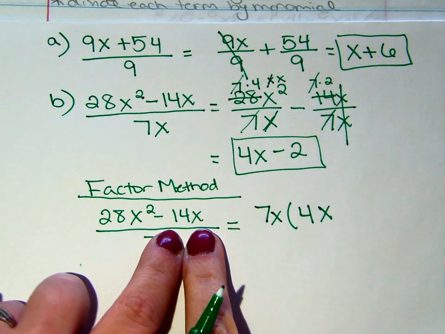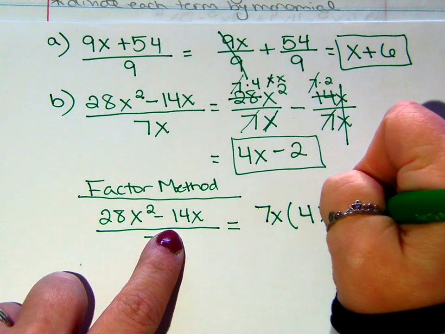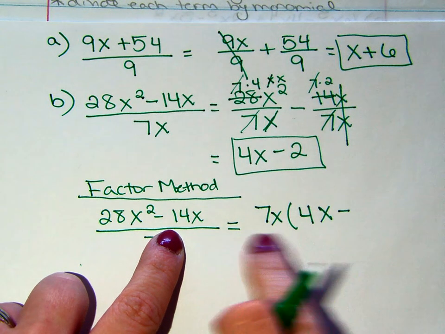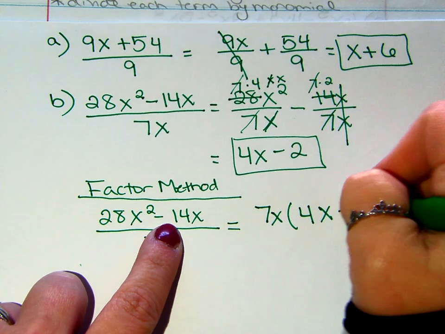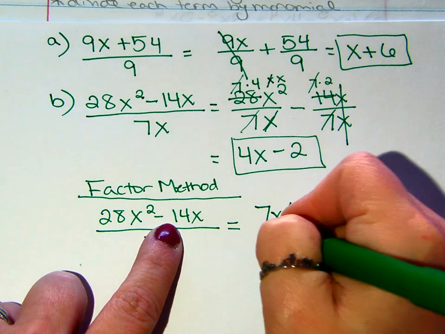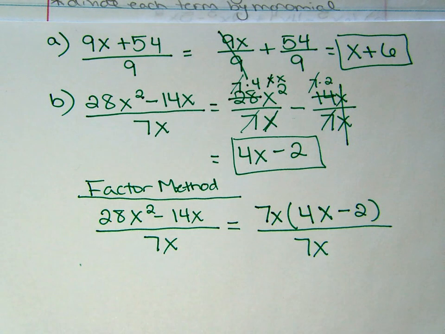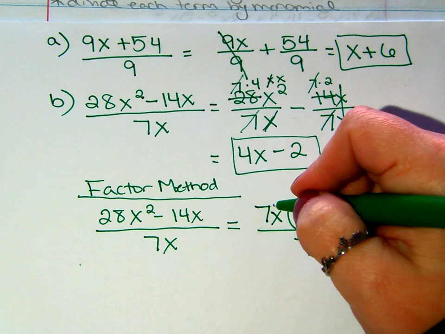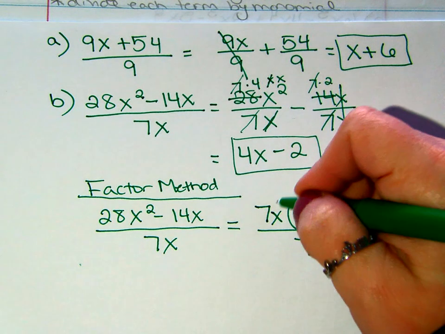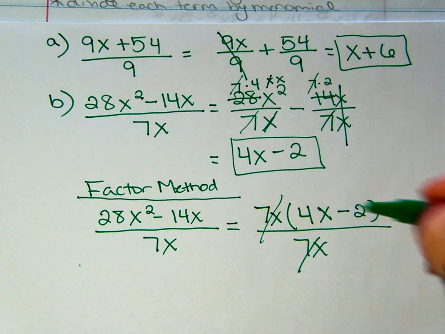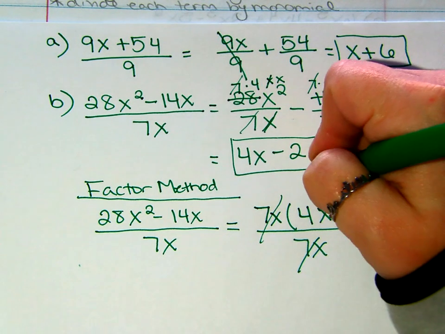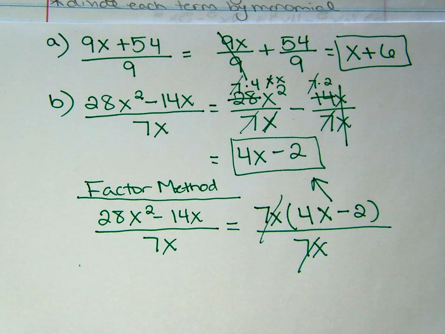Then I go over to my 14x and say, okay, well, I don't need an x term, I just need a number. 7 times what gives me 14, and it would be 2. If you do the factor method, you'll notice that we pulled out exactly what we had on bottom out front, which completely cancels, leaving us with this 4x minus 2, which is exactly what we got up here. You're going to get the same answer. It's just a different method for doing it.